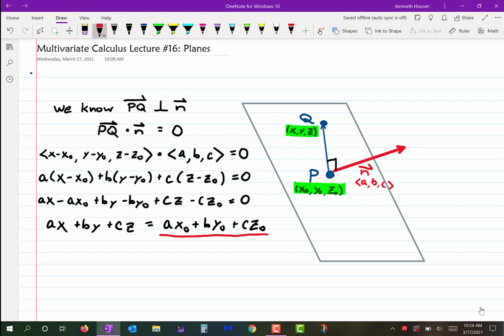Now, our textbook, along with every other textbook I've ever used, calls that number D. Don't get confused. It's not a vector D like the direction vector of a line. They just call it D because we already have A, B, and C, and so they use D as the next variable. So we have ax plus by plus cz equals d, which is a number. That is what equations of planes look like.